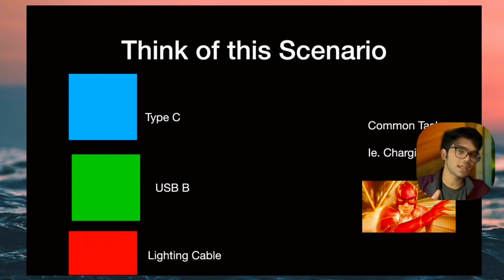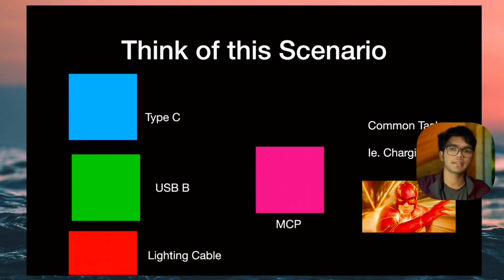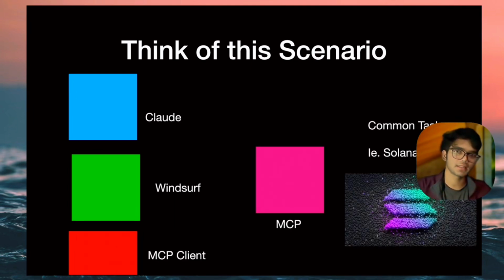And that's the same case with all of the AI companies right now, which is OpenAI has some kind of different tooling, then Claude, Anthropic has some kind of different tools, then Gemini has a different way to specify the tools. And in this case, all of these things are different clients, such as Claude, Windsurf, and any MCP client that's there. Now you connect with that MCP server, and our common task is Solana actions, right? So now let's create this MCP tool.